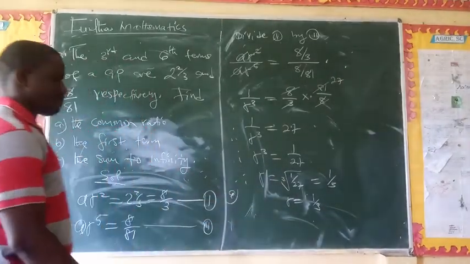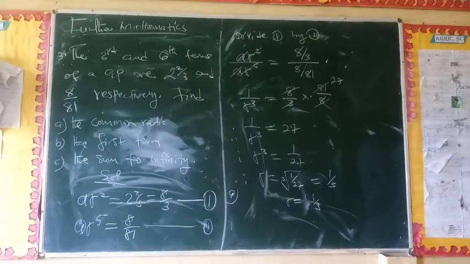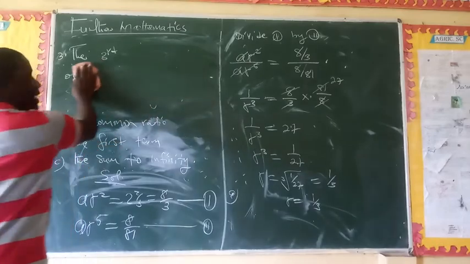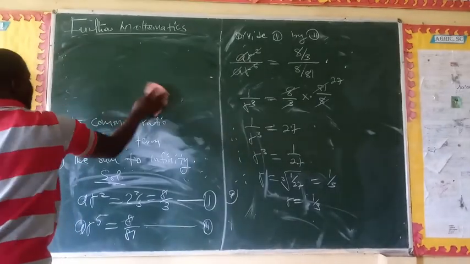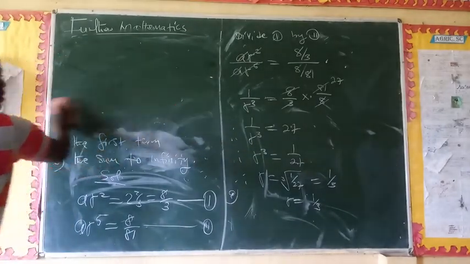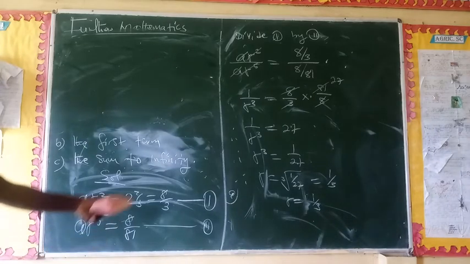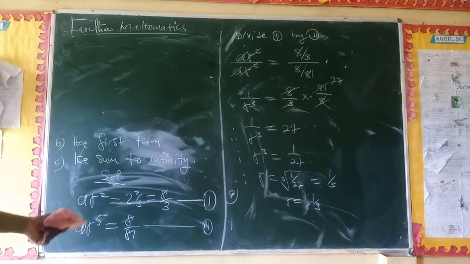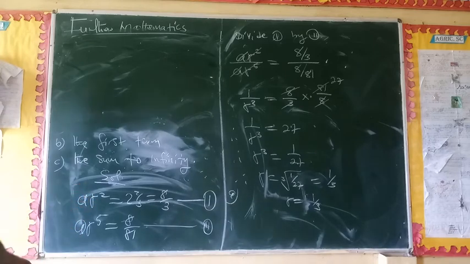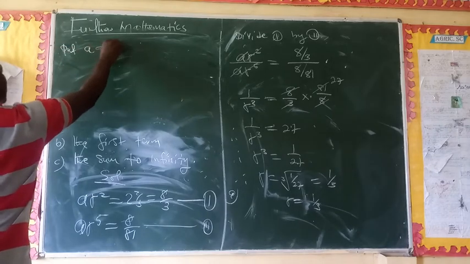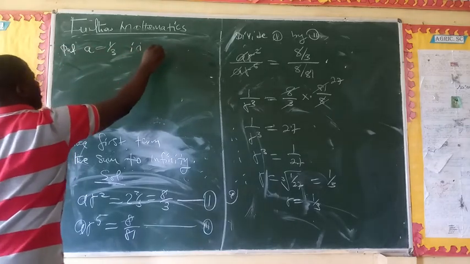We're done with A. B. In B, what are we going to find? In B, we're going to find the first term. To find the first term, take r equal to 1 over 3, put it in 1 or 2. But it's easier to put it in 1 to get a. Put r equal to 1 over 3 in 1.